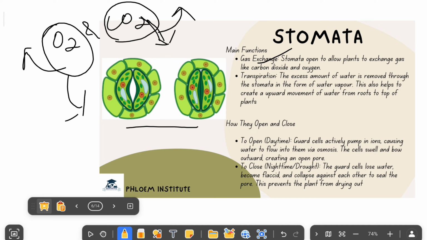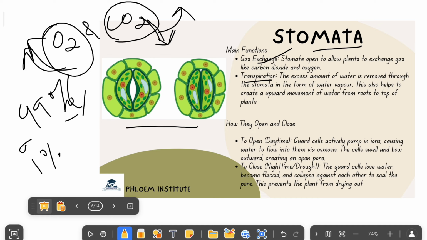So the main function is gas exchange. They will absorb what they need and release what they don't want. The next important function is transpiration. In transpiration, they will let out excess water vapor, or we can say it is evaporation of water. Plants use only 1% of the water we provide, and they have around 99% excess water. This excess water is evaporated through the stomata. That evaporation of excess water through the stomata, we call transpiration.